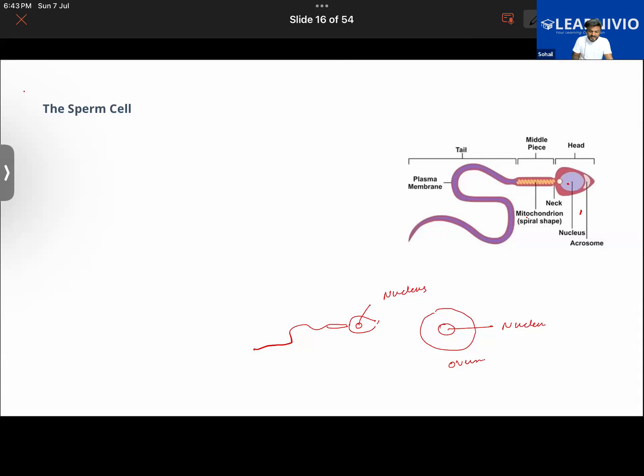So this head will enter into the ovum. The rest of the sperm cell, that is the middle piece and tail, does not go inside the ovum. That is left out. Further, the nucleus of the sperm will fuse together with the nucleus of the ovum. Getting it, guys? When that happens, the DNA of the sperm cell and the DNA of the ovum cell will combine together to create a new individual.